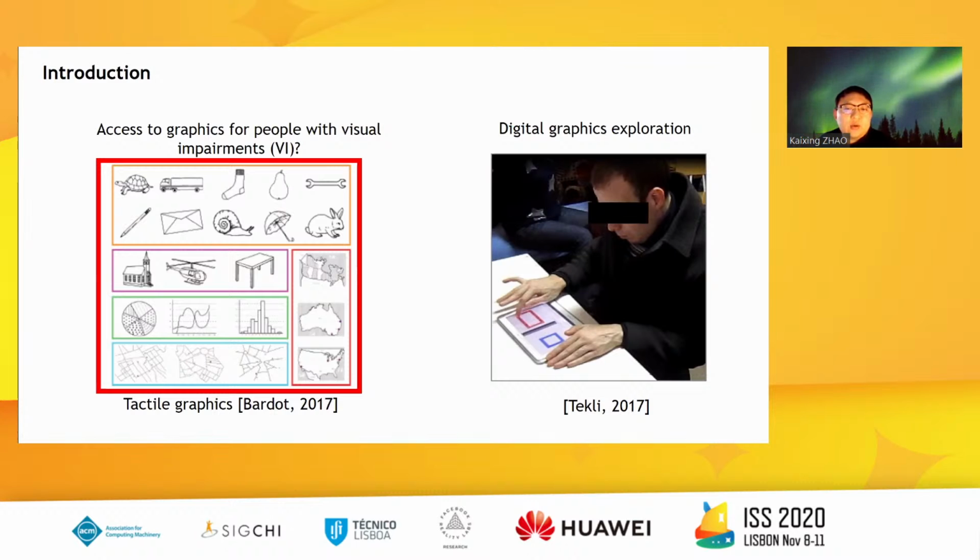Compared with tactile graphics, digital graphics presented on touchscreens are more pervasive. They are easily modifiable and can be made interactive. On the right side, we illustrate a study from Tech Lee and collaborators, which shows that it is possible to use the vibration of a tablet to explore a simple digital graphic. In their work, the tablet vibration is triggered and stays on as long as the exploring finger touches a segment of the graphic. However, the exploration of vibrating digital graphics remains an issue due to the absence of tactile cues under the fingertip.